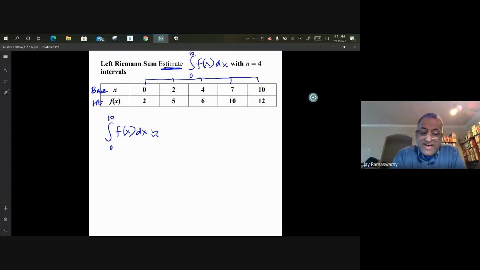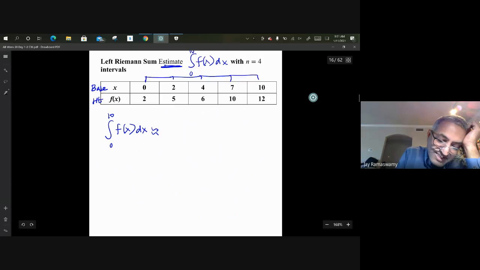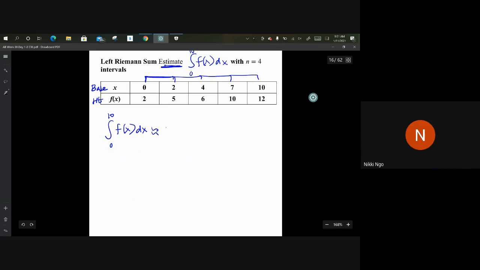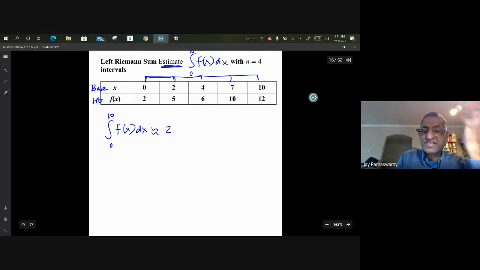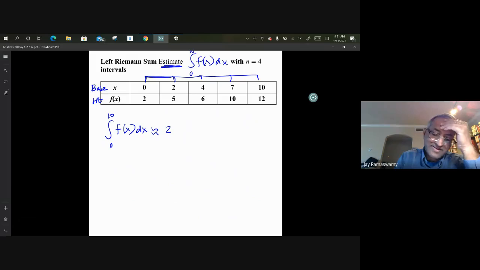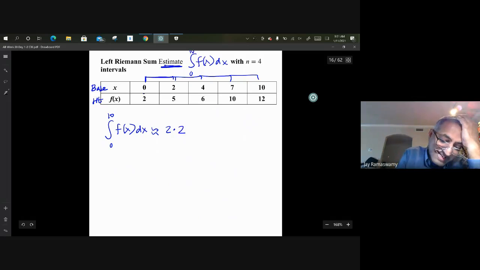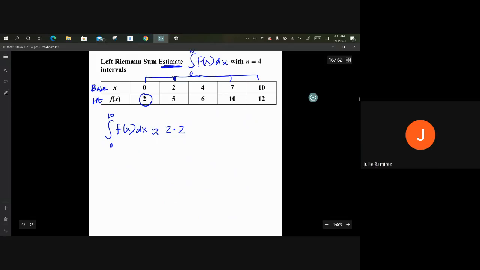Okay, let's do left Riemann sum. As before, what's the first base? 2. No, the base is 2, not 0. For the first rectangle, now I need the left height. What's the left height? 2. Two. Very good. It's this guy. Okay, for the second rectangle, observe what I'm highlighting.